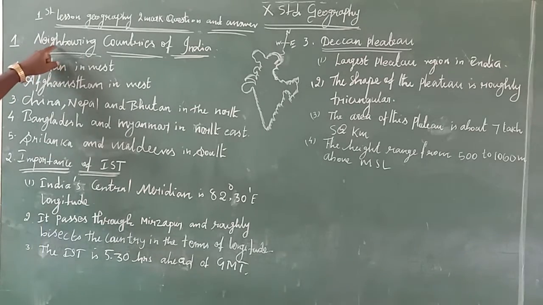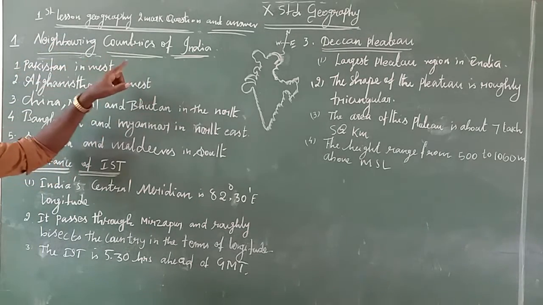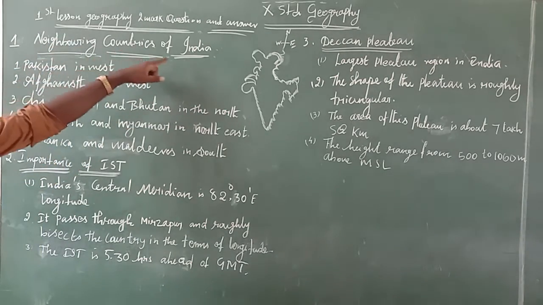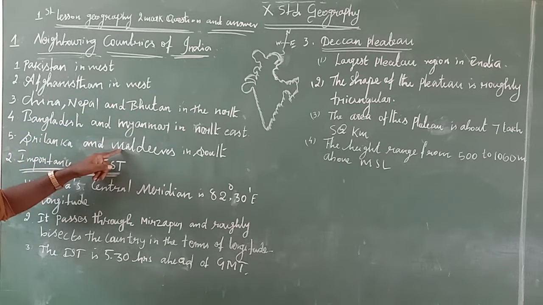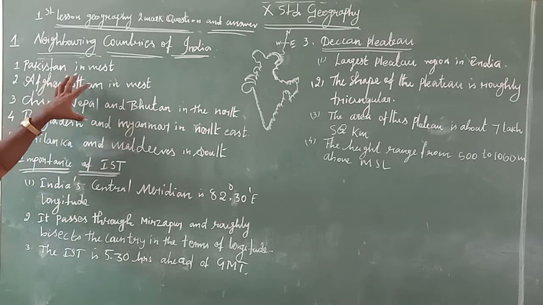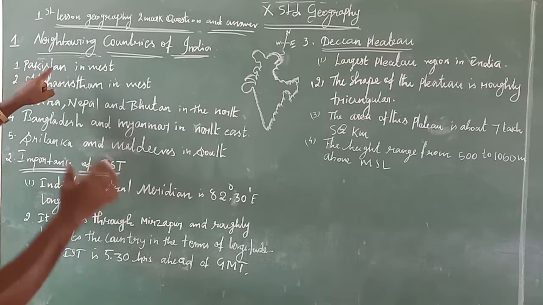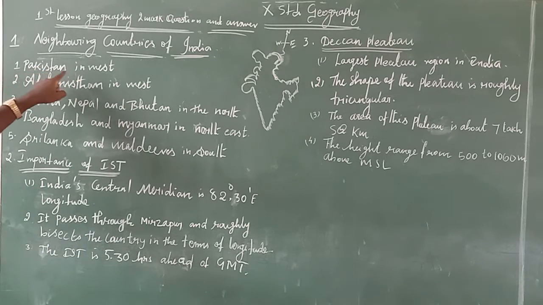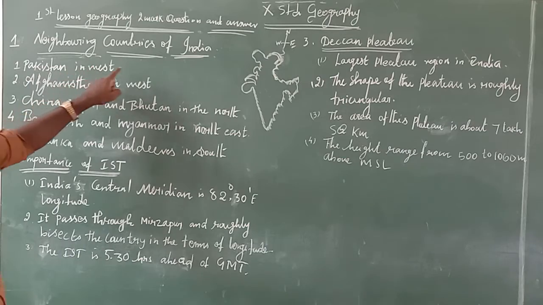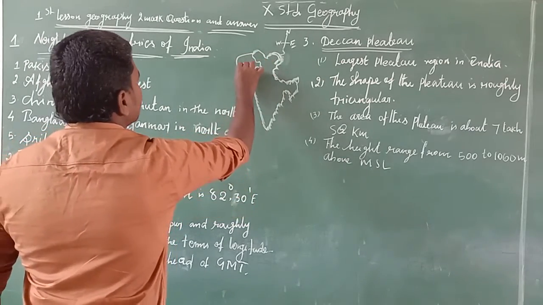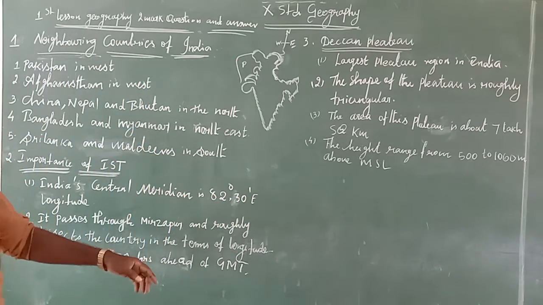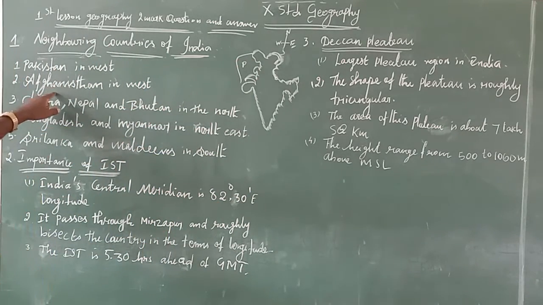First of all, the neighboring countries of India. This is the first question answer. Neighboring countries of India: we have Pakistan, Afghanistan, China, Nepal, Bhutan, Bangladesh, Sri Lanka, and Maldives. These are all neighboring nations of India. Especially, we are going to discuss where each is situated. Pakistan is a country situated in the west part of India. This is Pakistan. Pakistan is situated in the west part of India.